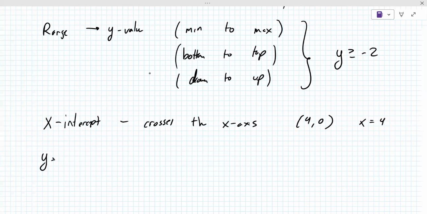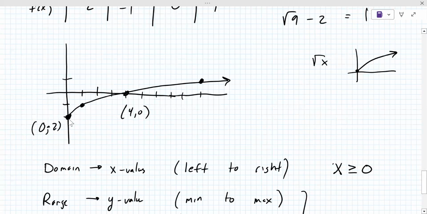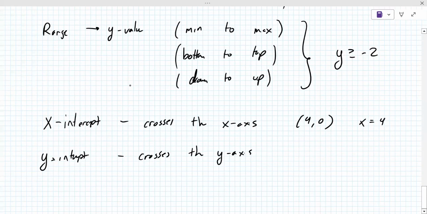The y-intercept is where it crosses the y-axis. Not much mystery there, or touches, could touch. But x-intercept, x-axis, y-intercept, y-axis. So if you go back to your graph, where does it touch or cross the y-axis? -2. Oh, 0, -2. 0, -2, or you might write y equals -2.